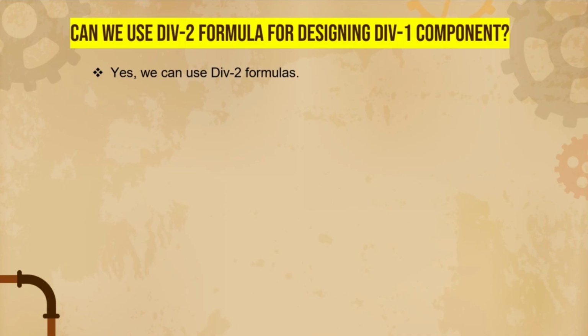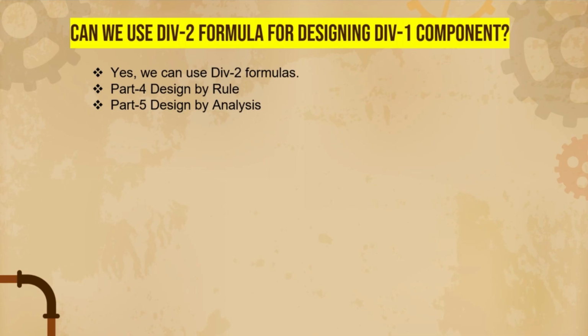In Division 2 we have two main parts. One is Part 4, design by rule. In design by rule, you have formulas, guys. The next one is Part 5, design by analysis. One is design by rule and the other is design by analysis. Both we can use. When designing a Division 1 component, we first try the design by rule method. If that is not feasible, we will move to design by analysis. I hope you got the point.